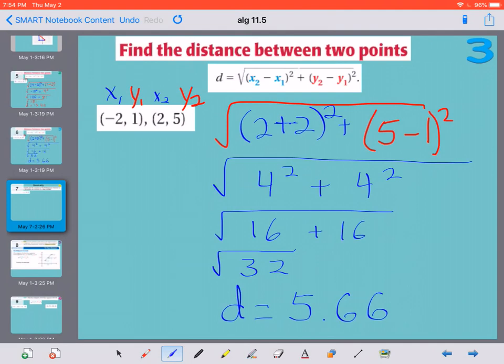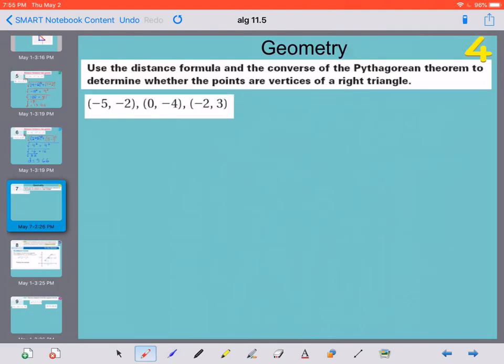Alright, next problem says use the distance formula and the converse of the Pythagorean theorem to determine whether the points are vertices of a right triangle. Well, first thing we need to do is start off with our distance. First I'm going to find the distance between (negative 5, negative 2) and (0, negative 4).